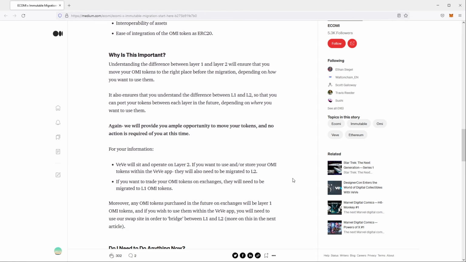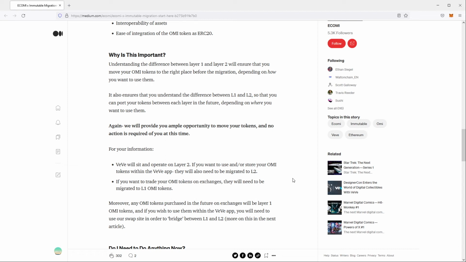Yep. And they say, why is this important? Understanding the difference between layer 1 and layer 2 will ensure that you move your OMI tokens to the right place before the migration, depending on how you want to use them. It also ensures that you understand the difference between L1 and L2 so that you can port your tokens between each layer in the future, depending on where you want to use them. Again, we will provide you ample opportunity to move your tokens, and no action is required of you at this time.